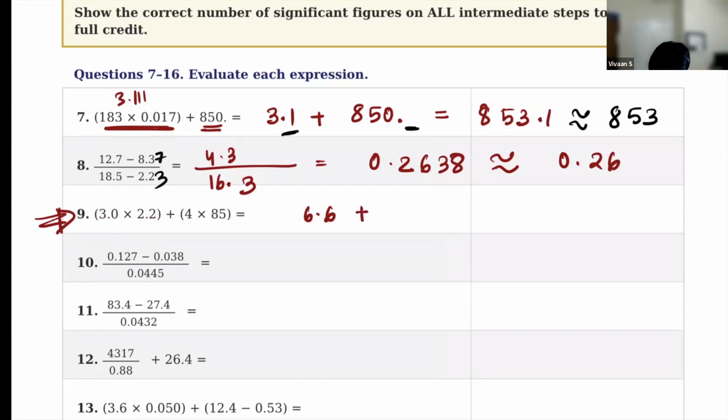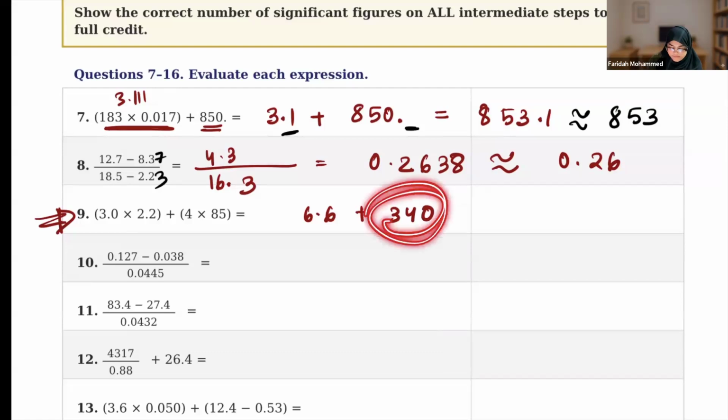4 times 85, which I got 340. Is there something you have to change? Look at this, everyone, please. Is there anything you have to change? 340? Not really. How many sigfigs?